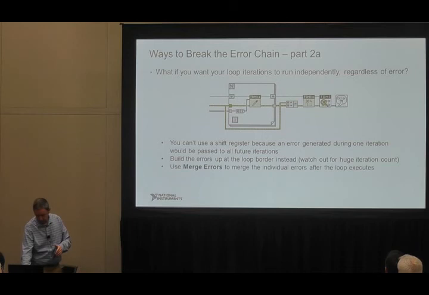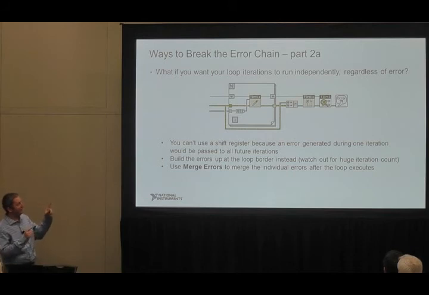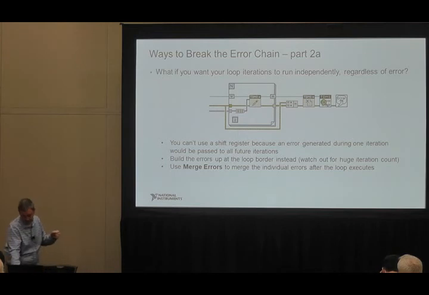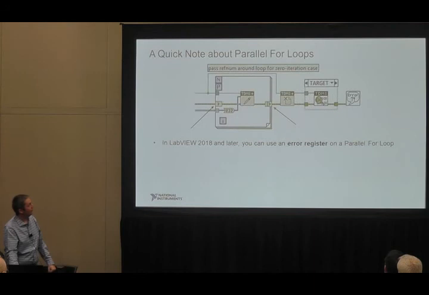All right. So notice the merge errors that happens after the for loop. The reason that's there is because if an error happened before the for loop executes, and the for loop runs 0 times, you will lose the previous error that happened unless you merge it in. That's why that's there, in case the loop iterates 0 times. These darn 0 iteration for loops.